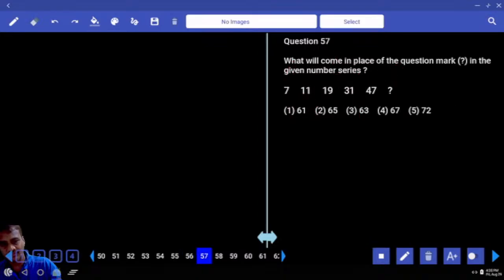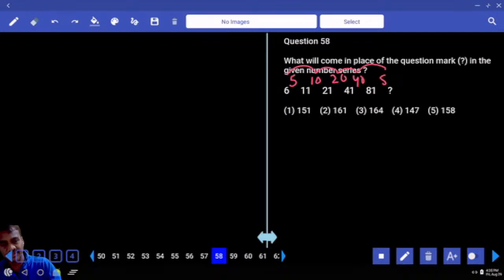Then 57. 7 and 11, difference 4. 8. 9 and 31, 12. So 4, 8, 12, 16. Then next one, 20. 47 plus 20, 67, choice. Then next one, 58. Now 6 and 11, difference 5. Here 10. 21, 20. Fine, then 14. Into 2, into 2, into 2, 18. 81 plus 80, 161, choice.